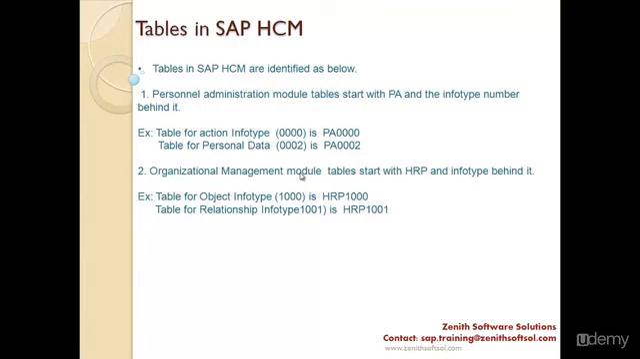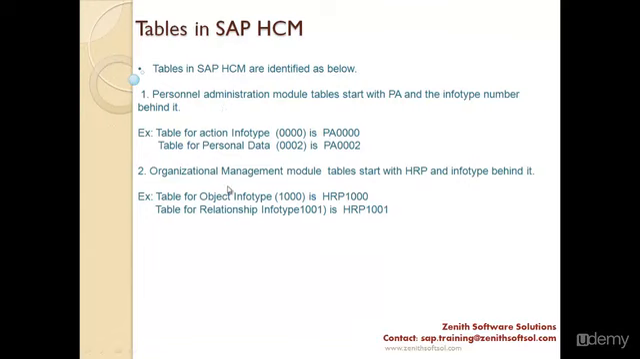First, the personal administration module tables start with PA and the info type number behind it, like info type 2, which is basically personal data. If you want to go to the table which stores the employee's first name, last name, and birth date, you have to access the table by entering PA and then the info type number, like how it's shown here. So PA is the indication that this particular table belongs to the personal administration module.